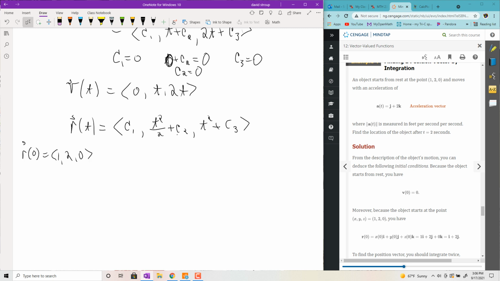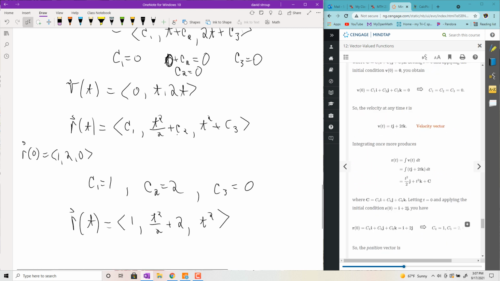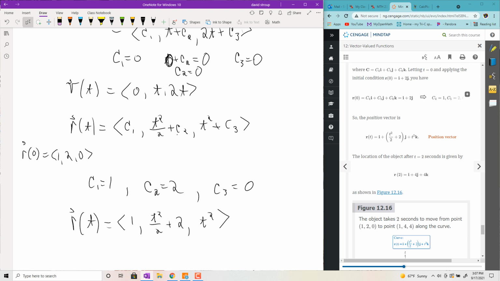So plugging that in, c1 is 1. Plugging in 0 for t squared gives you 0 plus c2 equals 2. And then the other one, plugging in 0 for t squared, 0 plus c3 is 0. So officially the position vector is going to be 1 comma t squared over 2 plus 2 comma t squared. Okay, so I think that's what they should get as their answer. Let's see if that's what they got. Yeah.